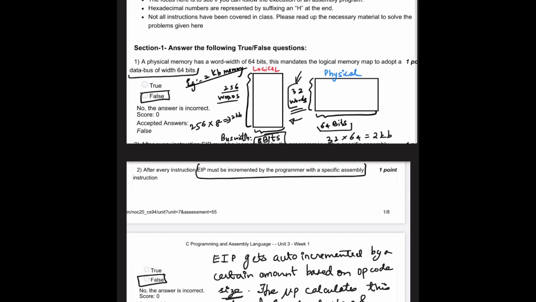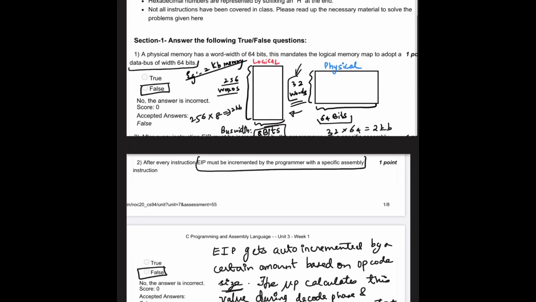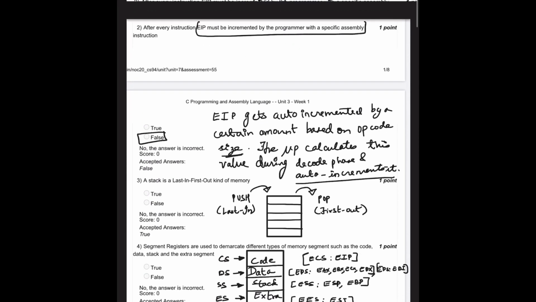So it is completely in the hands of the software programmer to decide the bus width and the number of words for a given memory. It does not have to do anything with the physical memory map, as long as this condition, that is the number of words into the bus width, is equal to the memory size, right? So it does not have to adopt the exact same bus width of 64 bits, and hence the answer is false. Let's go to question 2.